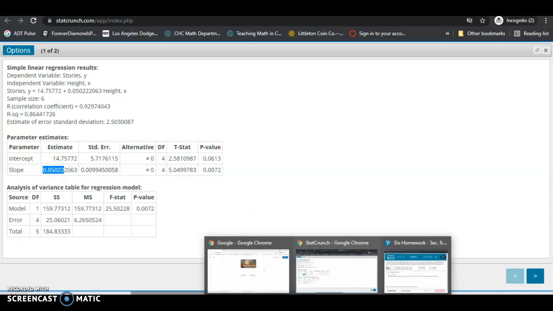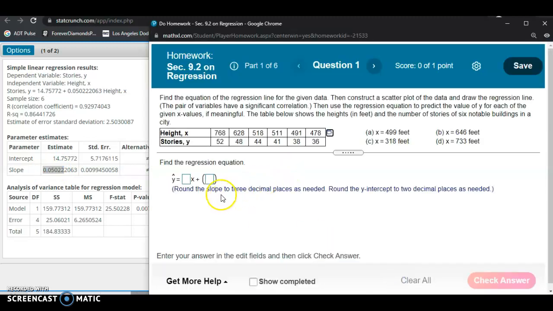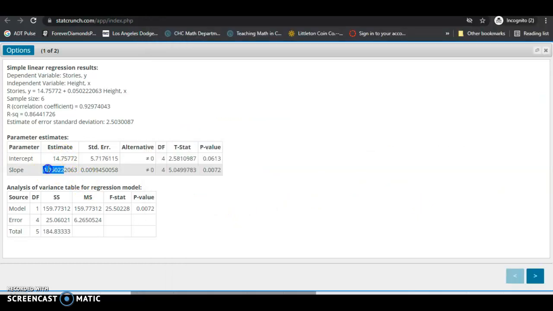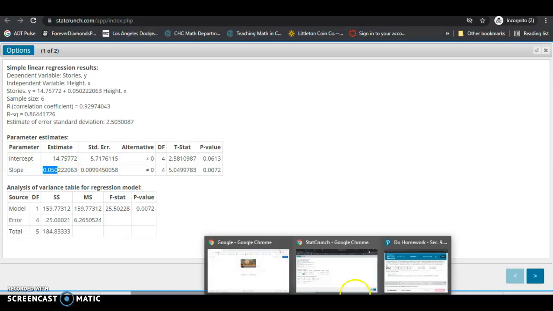So if we go back to the problem, it says to round the slope to 3 decimal places as needed, and then to round the y-intercept to 2 decimal places. So it wants us to round these to different numbers of decimal places, so you want to be careful of that. Our slope to 3 decimal places is the number here, so 0.050. That means 3 digits after the decimal point, so 0.050 would be the slope there.